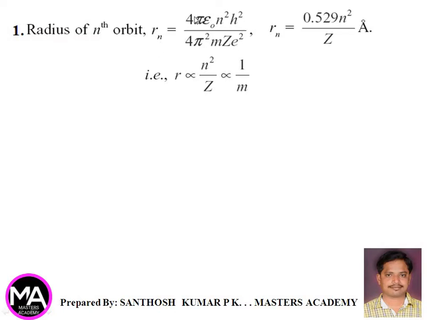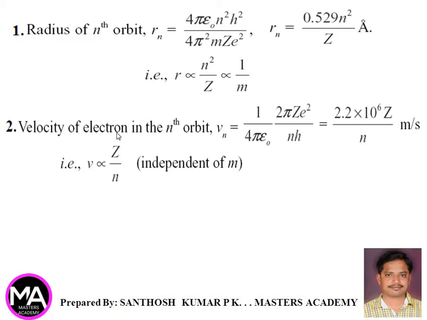So here you have an equation, but for NEET or JEE you want shortcuts. The radius of nth orbit is directly proportional to n square, that is the square of the number of the orbit, and inversely proportional to the atomic number. The radius is also inversely proportional to the mass of the atom. Here the radius of nth orbit is equal to 0.529 into n square by Z angstrom.